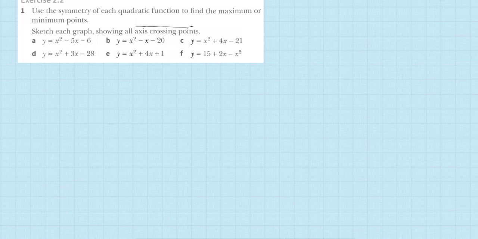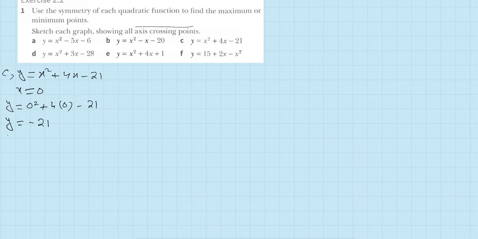What is part C? y is equals to x square plus 4x minus 21. Now first find the axis crossing points. First step, put x is equals to 0, then y is equals to 0 square plus 4 into 0 minus 21. 0 square is 0, 4 into 0 is 0, therefore the only answer is minus 21.